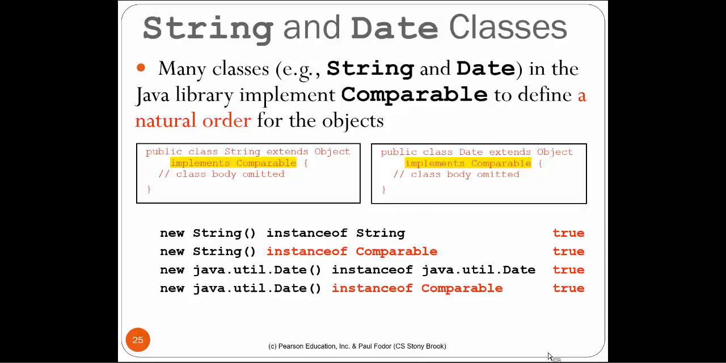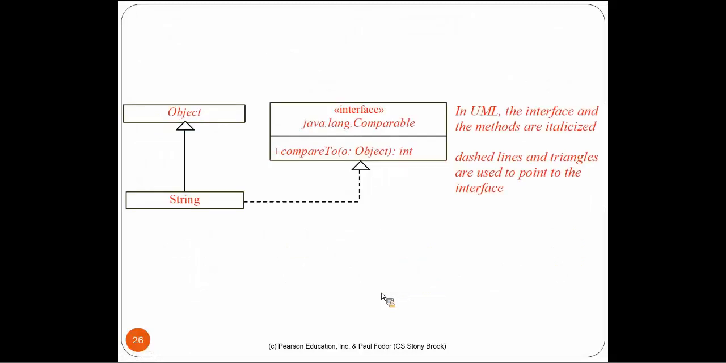And in each case, if you create an instance of a String, it will check that it returns true, that it is also an instance of Comparable. If you create an instance of java.util.Date, it also returns true if it's an instance of Comparable. It's a Comparable object.